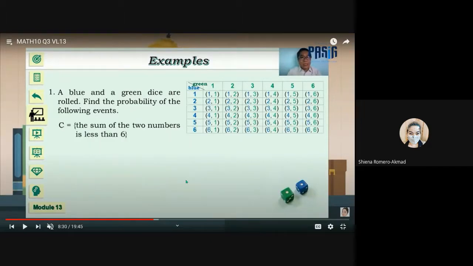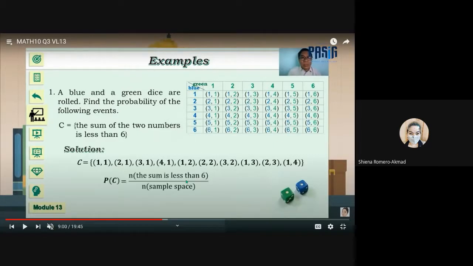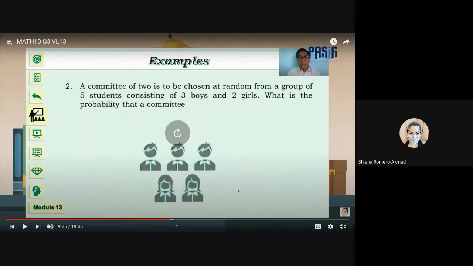How about for letter C? The sum of 2 numbers which is less than 8. And ang bilang natin kanina ay 10 out of 36. So that is 10 over 36 or simply 5 over 18. Lagi niyong tatandaan, if you come up with the answer, you look at your answer if it is in the simplest form. If not, you have to express that in the simplest form.